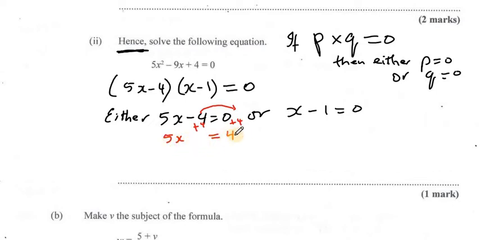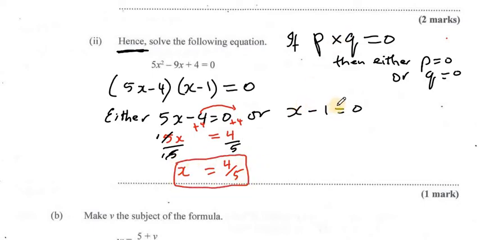5 times a number gives us 4. What is that number? Well, what we need to do to get rid of a number that multiplies the x, we divide by that number. So 5 into 5 goes once. We're left with x. And 4 divided by 5 can be left as a fraction. So x is equal to 4 over 5.